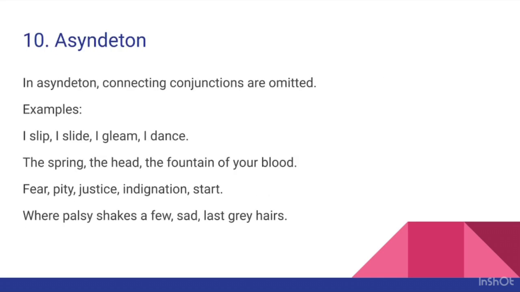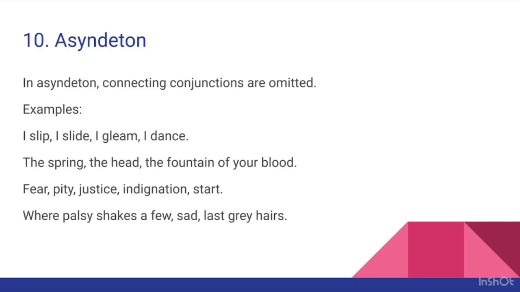Next figure of speech is asyndeton. In asyndeton, connecting conjunctions are omitted. For example, I slip, I slide, I gleam, I dance. In this kind of sentence, you can see that we should have used one and before I dance: I slip, I slide, I gleam, and I dance. But that connecting conjunction is omitted here, and hence this is called asyndeton.